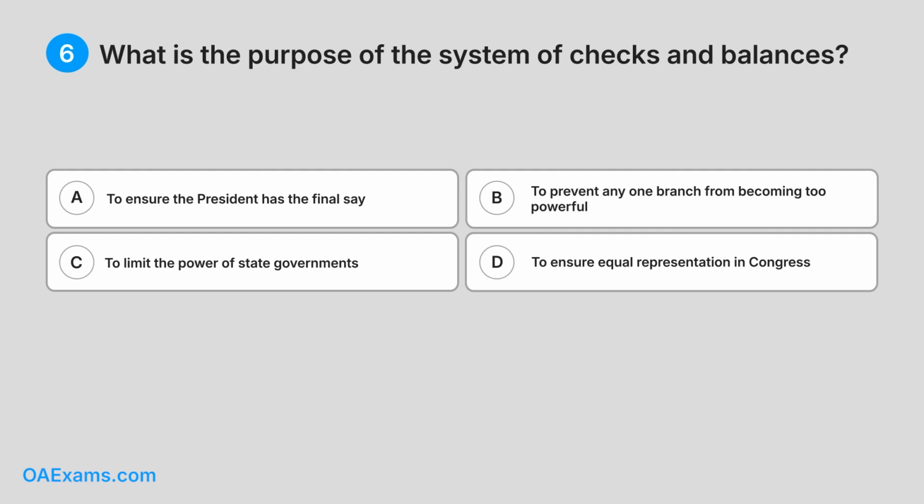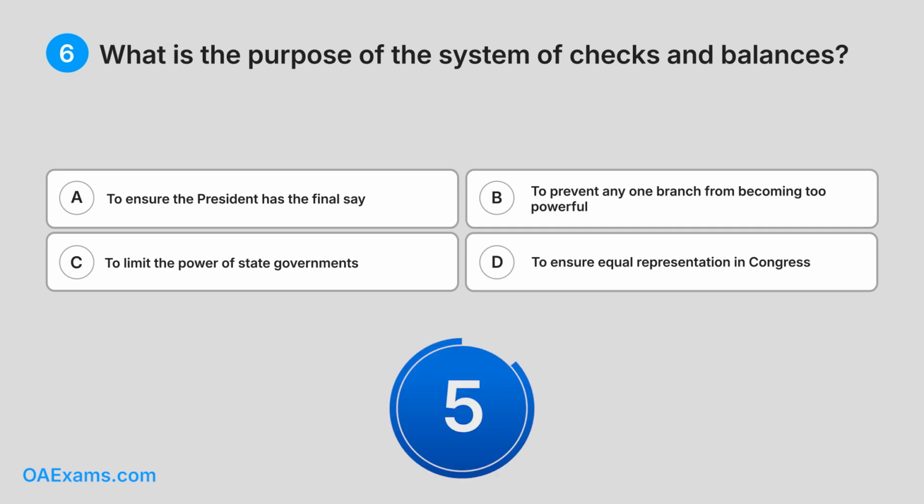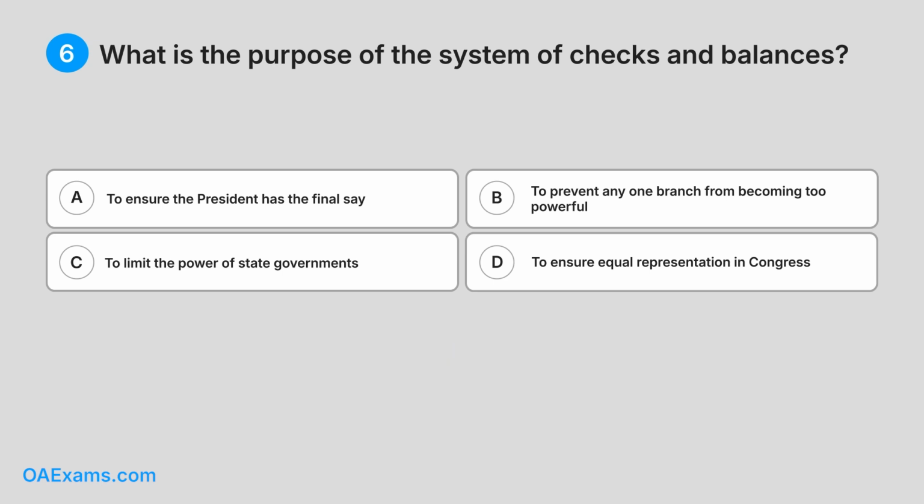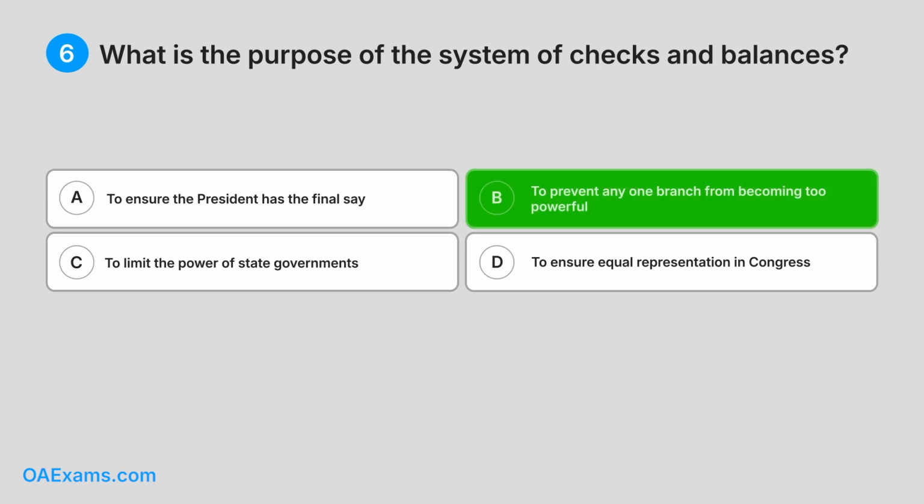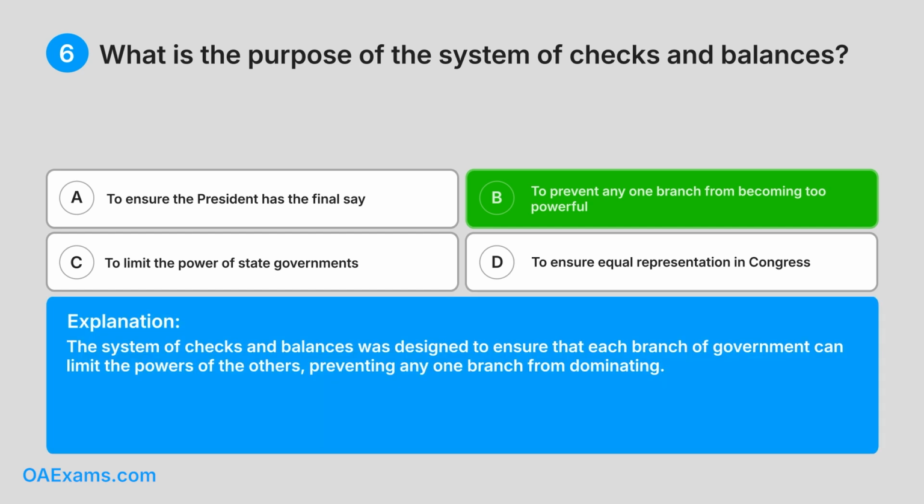6. What is the purpose of the system of checks and balances? A. To ensure the president has the final say. B. To prevent any one branch from becoming too powerful. C. To limit the power of state governments. D. To ensure equal representation in Congress. Can you guess the answer? Correct answer: B. To prevent any one branch from becoming too powerful. Explanation: The system of checks and balances was designed to ensure that each branch of government can limit the powers of the others, preventing any one branch from dominating.